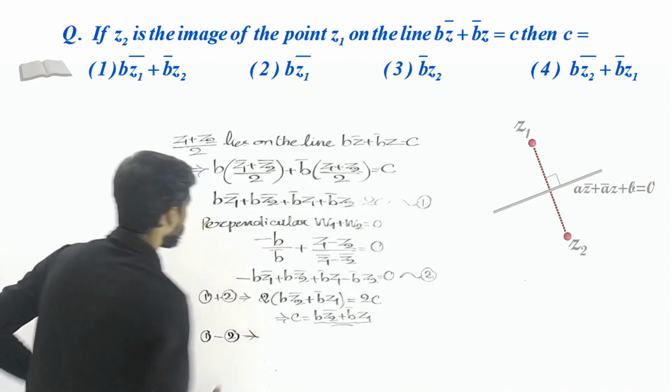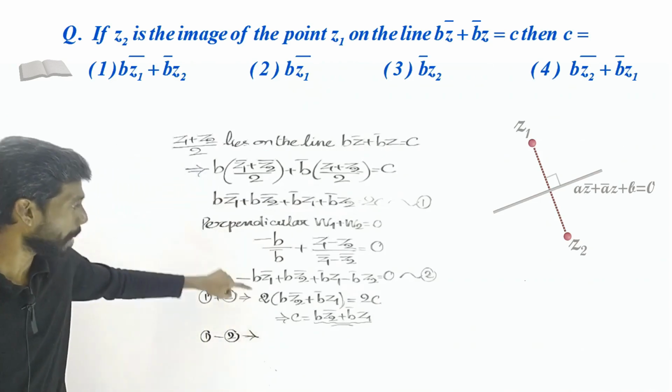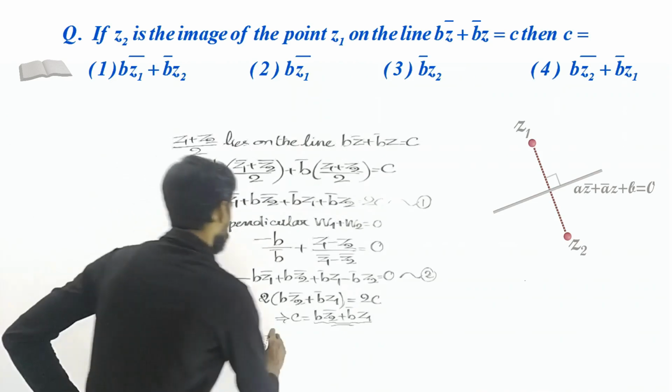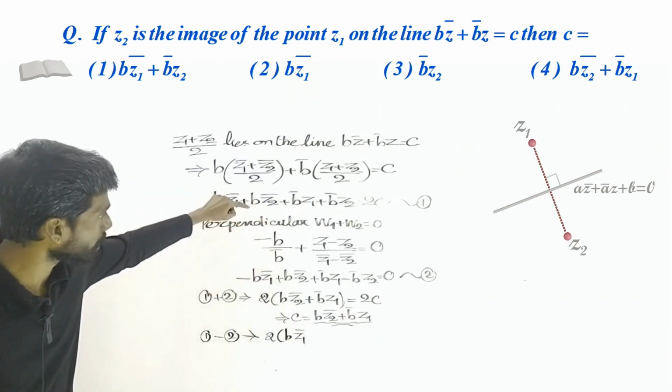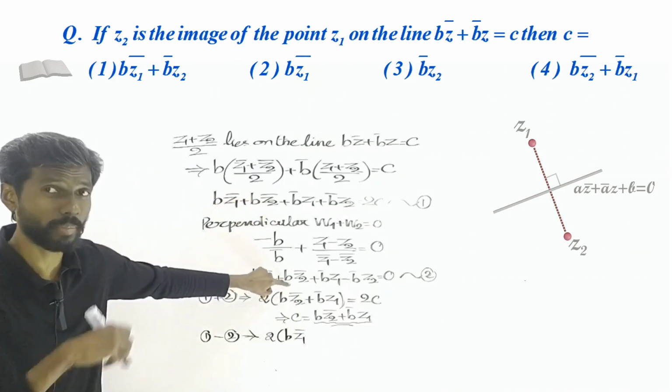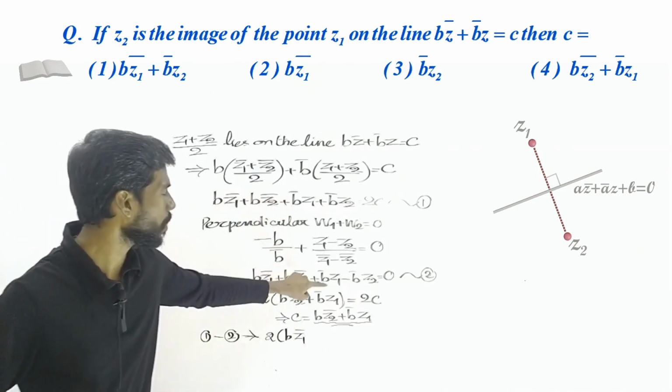So if you subtract it, what do you get? b z1 bar plus b z1 bar, that will become 2 times b z1 bar, and this gets cancelled. b z2 bar minus b z2 bar, we are subtracting, cancel. So b bar z1, b bar z1, that also gets cancelled.